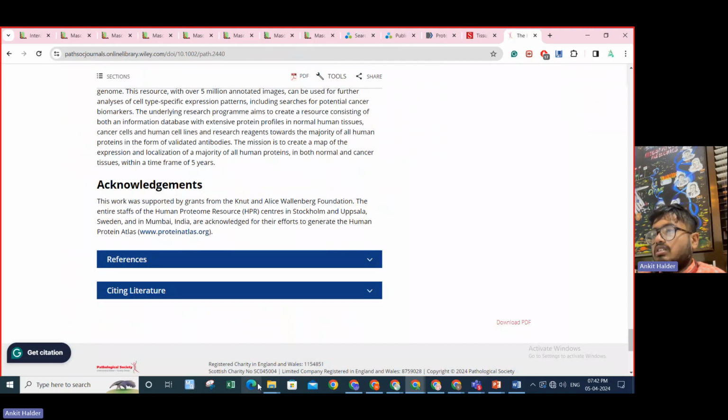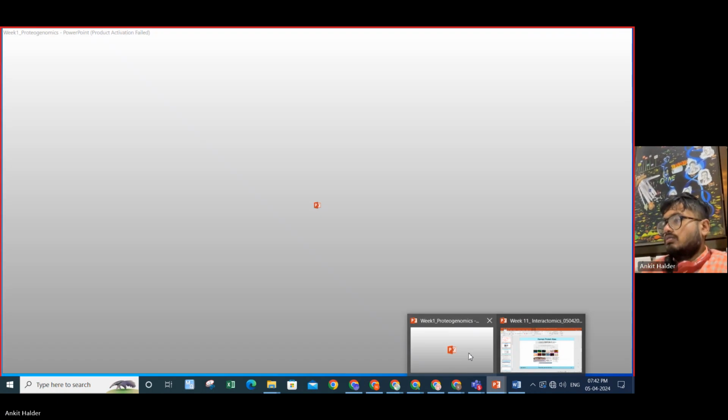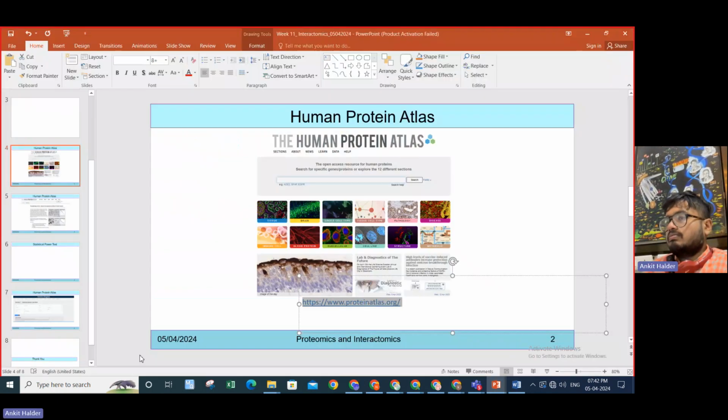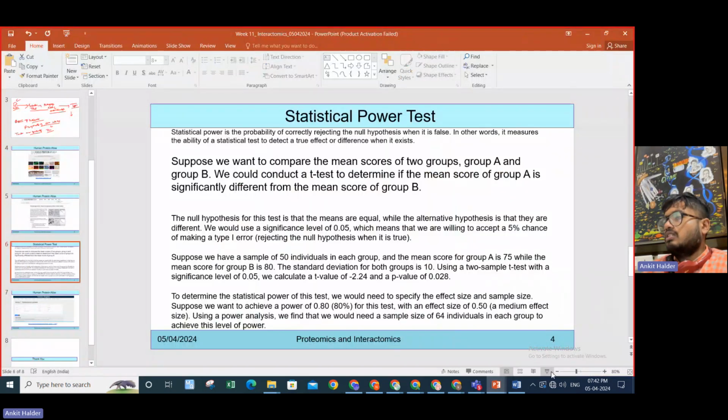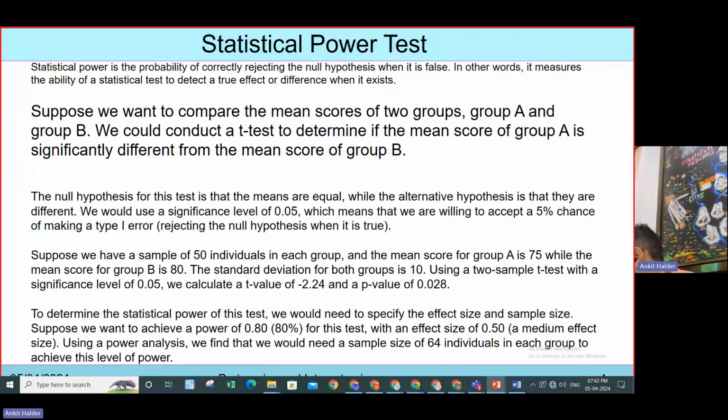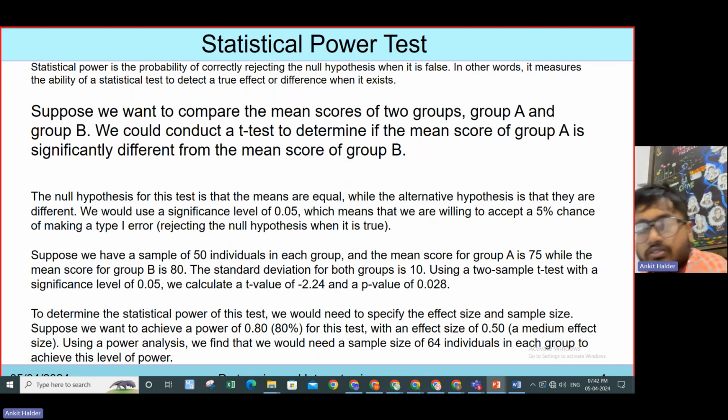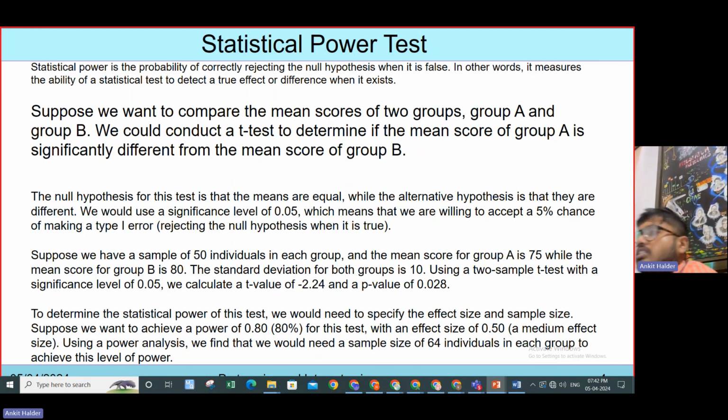Yeah, so now just moving on. You can go through the Human Protein Atlas, which is very useful and fruitful for developing those kinds of things. So now, if we look at the analysis of the proteomics, once we have identified the protein, we need a better understanding of the statistical power test.